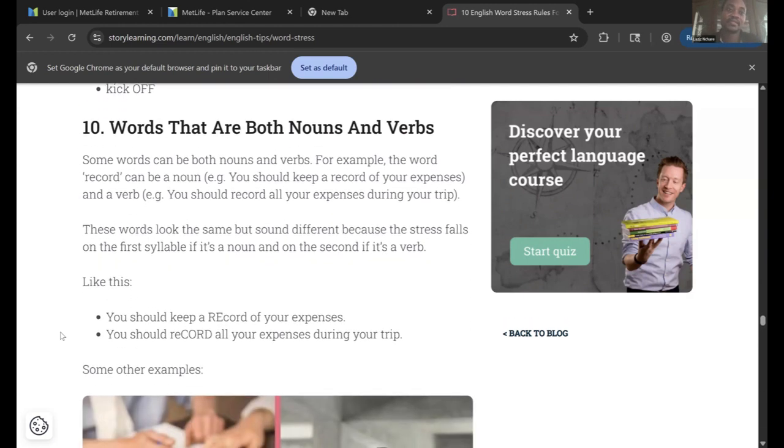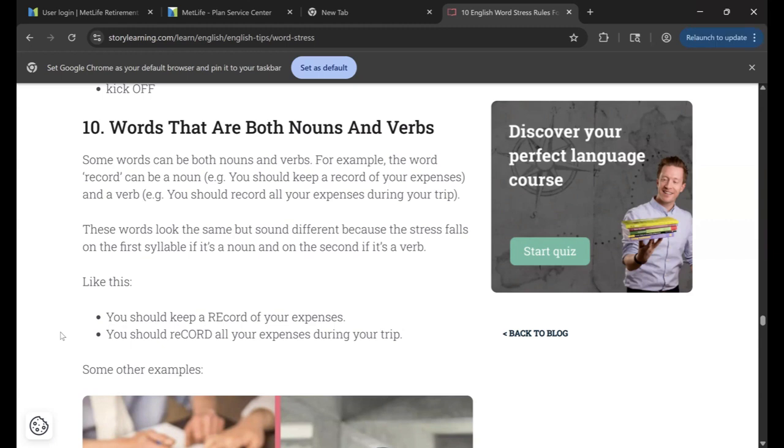Yes. Okay, 10. Words that are both nouns and verbs. This is also interesting. Some words can be both nouns and verbs. For example, the word record can be a noun. Example, you should keep a record of your expenses. And a verb. Example, you should record all your expenses during your trip, right? These words look the same, but sound different because of the stress pattern that falls on the first syllable if it is a noun, and on the second syllable if it is a verb. Does that make sense?